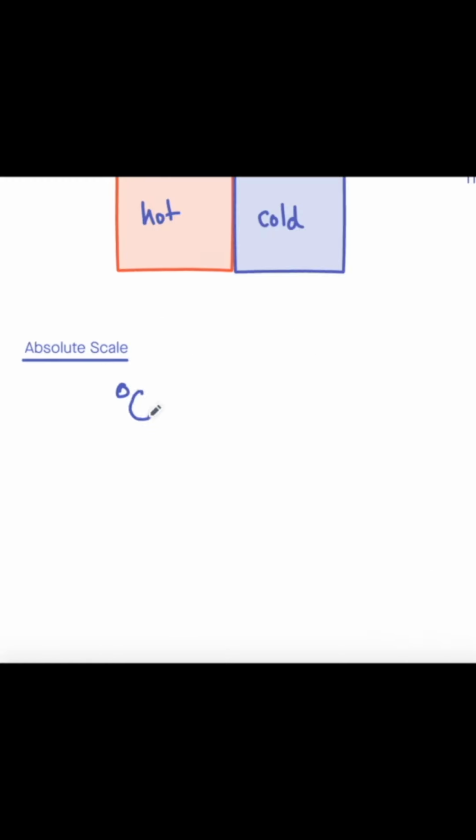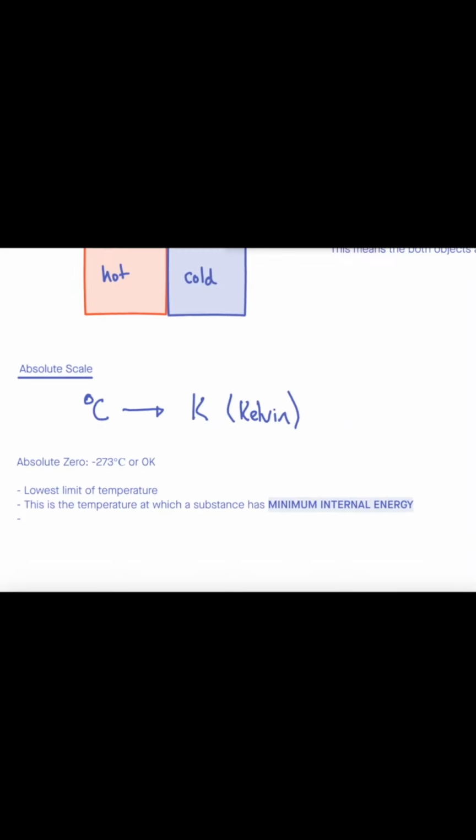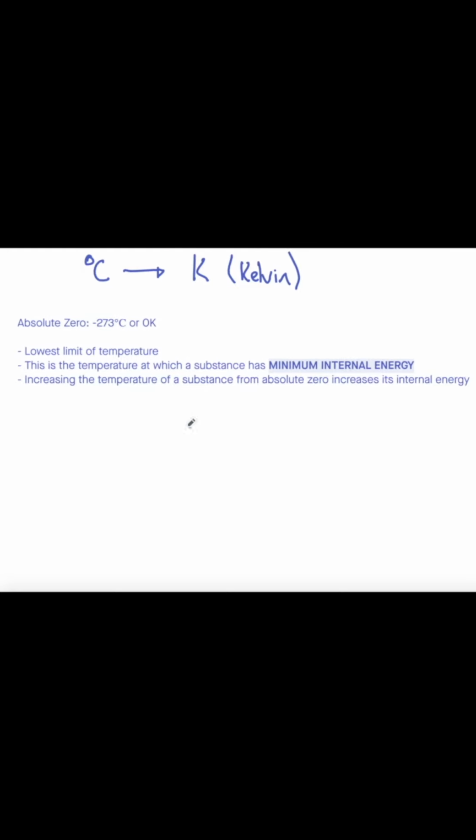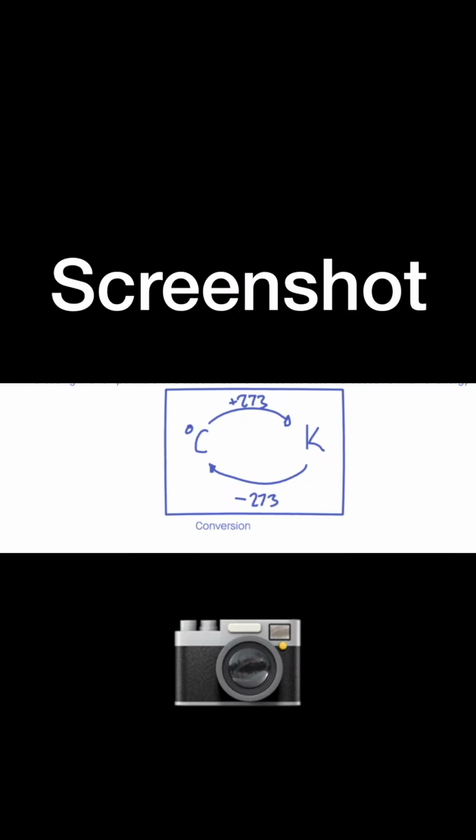You can measure temperature using the units degrees Celsius or Kelvin, which uses the absolute scale. And 0 Kelvin or minus 273 degrees Celsius is the lowest temperature you can ever have. This is the temperature at which a substance has minimum internal energy. To convert from degrees Celsius to Kelvin, you add 273, and the other way around, you minus 273.